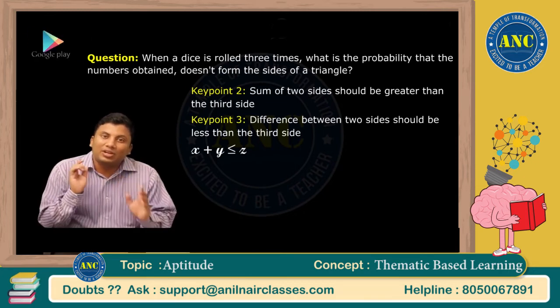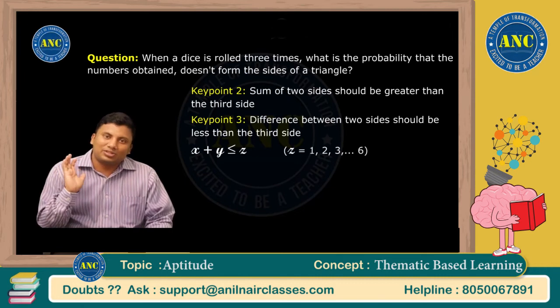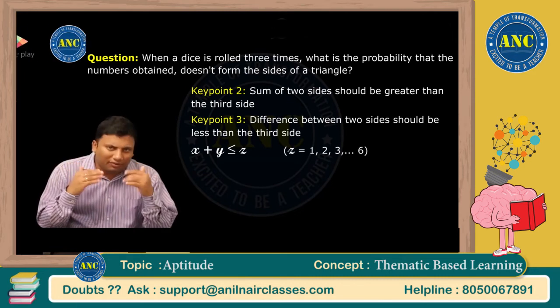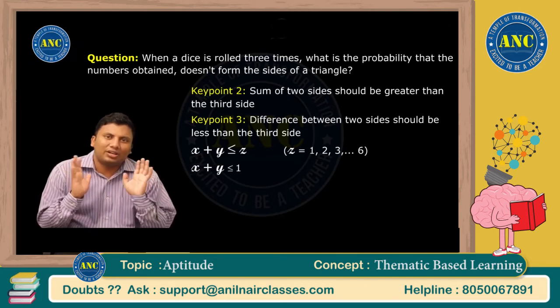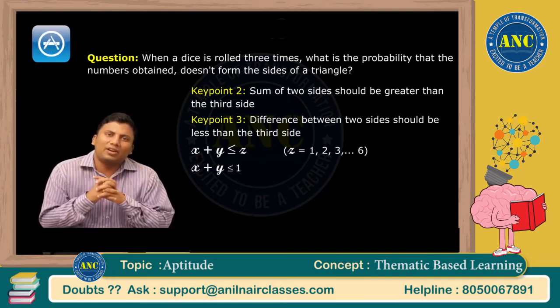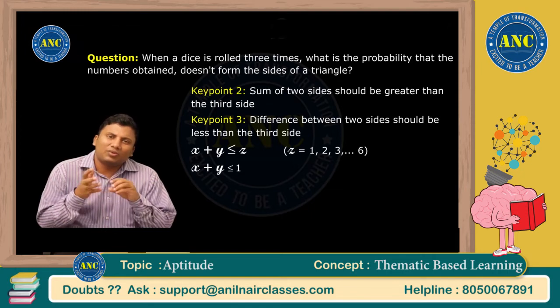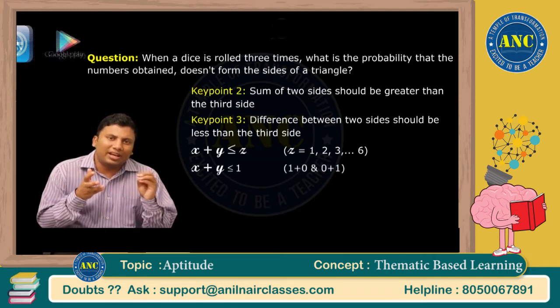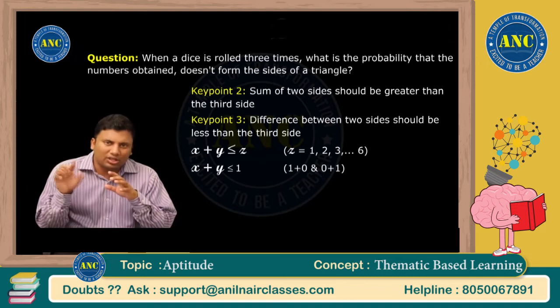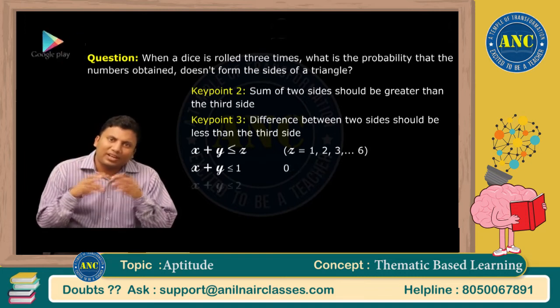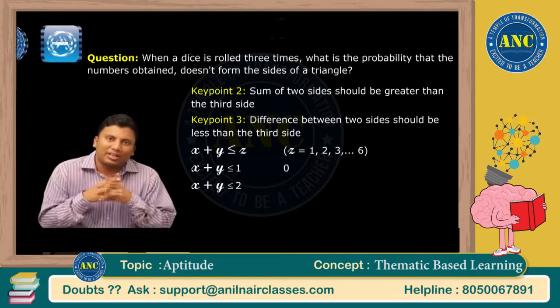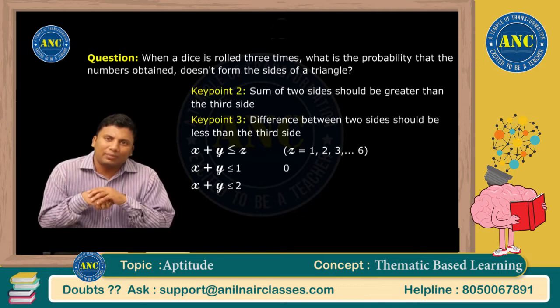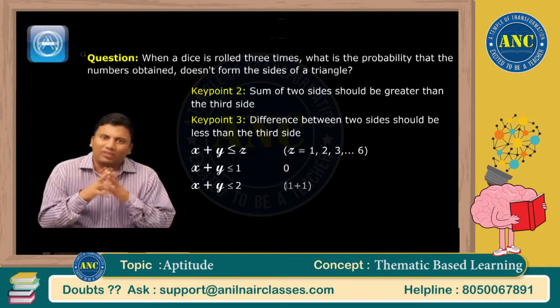What is the z value? Z value ranges from 1 to 6. Now listen carefully, with only 1 or 2 scenarios you will understand the pattern. X plus y less than or equal to 1 means how many cases? 1 plus 0, 0 plus 1, but a die will not have the number 0, so 0. Next, x plus y less than or equal to 2 means it will take either 1 or 2. For 1 we got the answer 0. For 2 the answer will be 1 plus 1. Only one way we got.